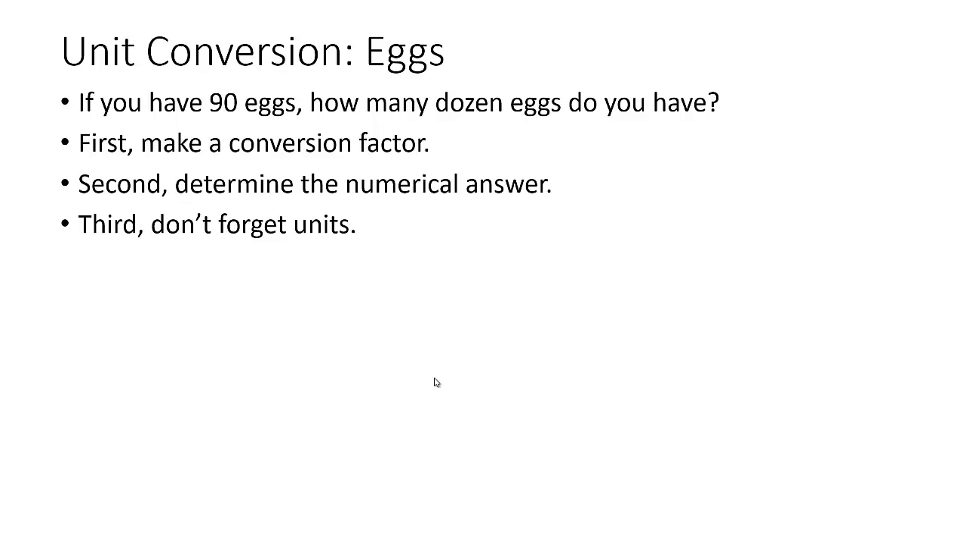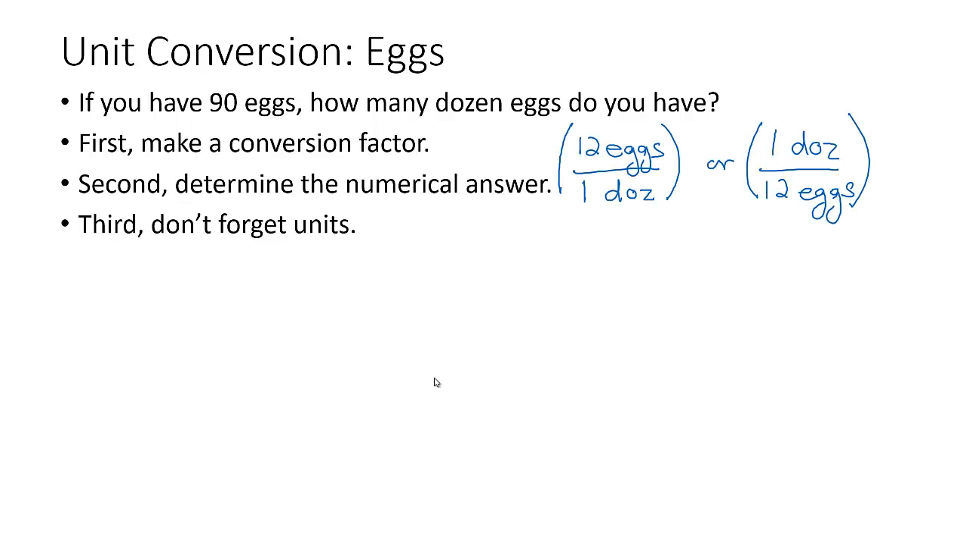So you could say either 12 eggs is equal to 1 dozen or 1 dozen over 12 eggs. It's the same thing. So now I need to figure out how I can use those conversion factors to create an answer, and I need to not forget my units. So I write down 90 eggs. That's what I'm starting with.